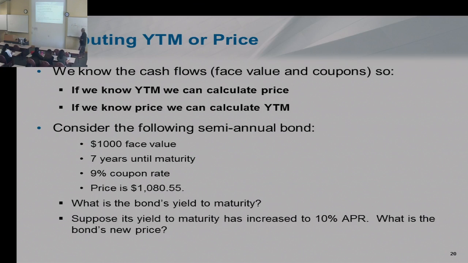7 years until maturity. So what's N? 14, because it's a semi-annual bond. N is 14. The price is 1080.55. Solve for yield.